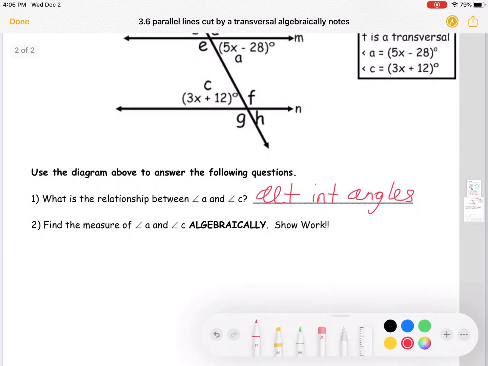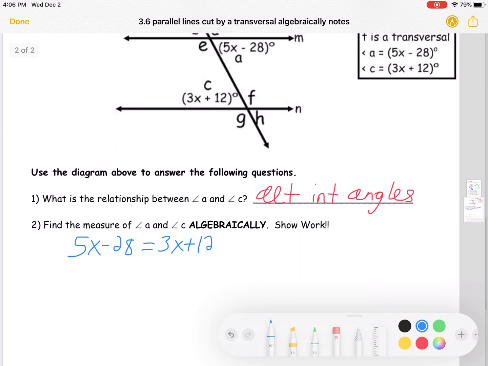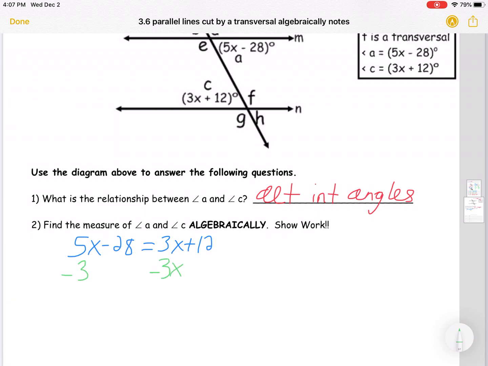So it's going to be a very similar start to the previous problem. We're going to take 5x minus 28, and we're going to set it equal to 3x plus 12. All right, now we're going to solve for x. So I'm going to subtract 3x on both sides. On the right, my 3x's are going to cancel. We're going to be left with 2x minus 28 equals 12.